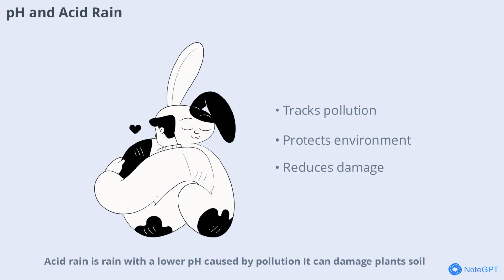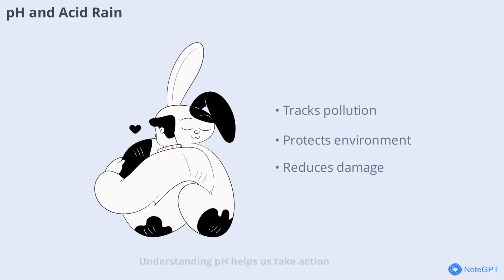Acid rain is rain with a lower pH caused by pollution. It can damage plants, soil, and buildings. Scientists monitor pH in rainwater to track pollution and protect the environment. Understanding pH helps us take action to reduce pollution and its harmful effects.